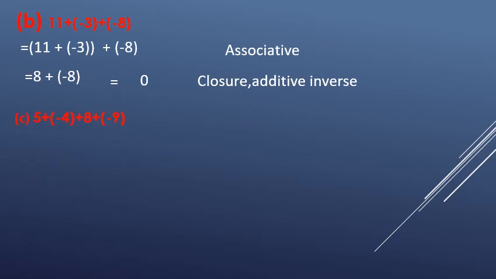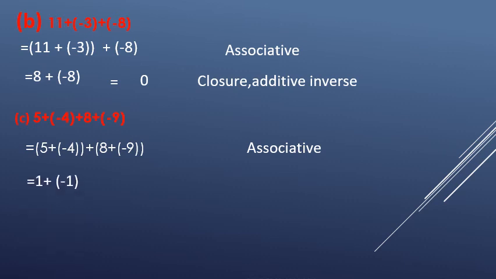C: 5 plus negative 4 plus 8 plus negative 9. We can put each two numbers between brackets. Put the first and the second number between two brackets, and the third and the fourth number between two brackets. Then we have 5 plus negative 4, plus 8 plus negative 9. We use the associative property. If we add the first two numbers, 5 plus negative 4 equals 1, and 8 plus negative 9 equals negative 1. We have two inverse numbers. We can use the additive inverse property. 1 plus negative 1 equals 0. We use the additive inverse property and closure property.